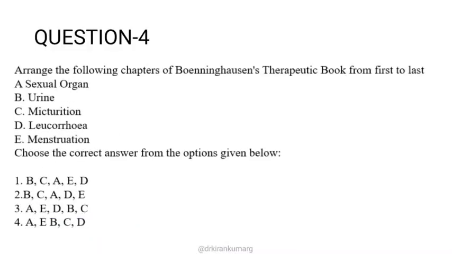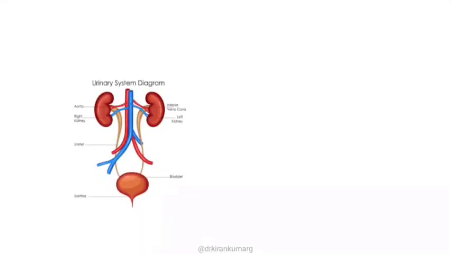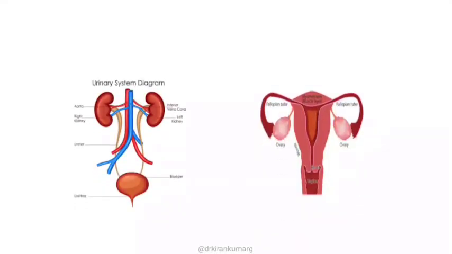Moving on to the fourth question: arrange the following chapters of Boenninghausen's Therapeutic Pocket Book from first to last. Here again they have asked about the same area, the urinary organs, where the first question was from Kent repertory and this question is from the BTPB. As I already explained, Kent repertory is alphabetically arranged, whereas in Boenninghausen's Therapeutic Pocket Book the chapters are divided according to the system. First you will have the urinary system, and then the female genitalia, or the menstruation and leucorrhoea related symptoms.